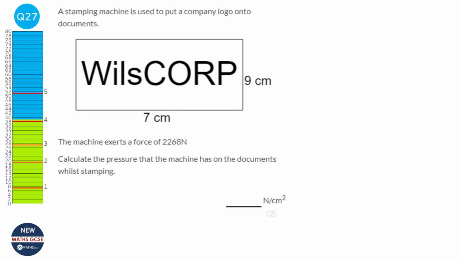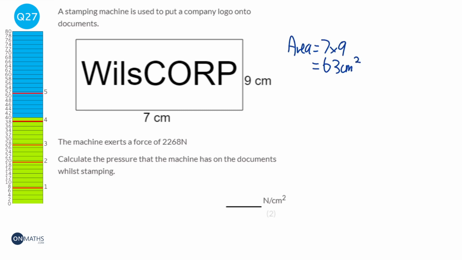function. To find the pressure, we need the area and the force. And we're given the force in the question, and so all we need to do is find out what the area is, which will be the 7 times the 9, which will be 63 centimeters squared.